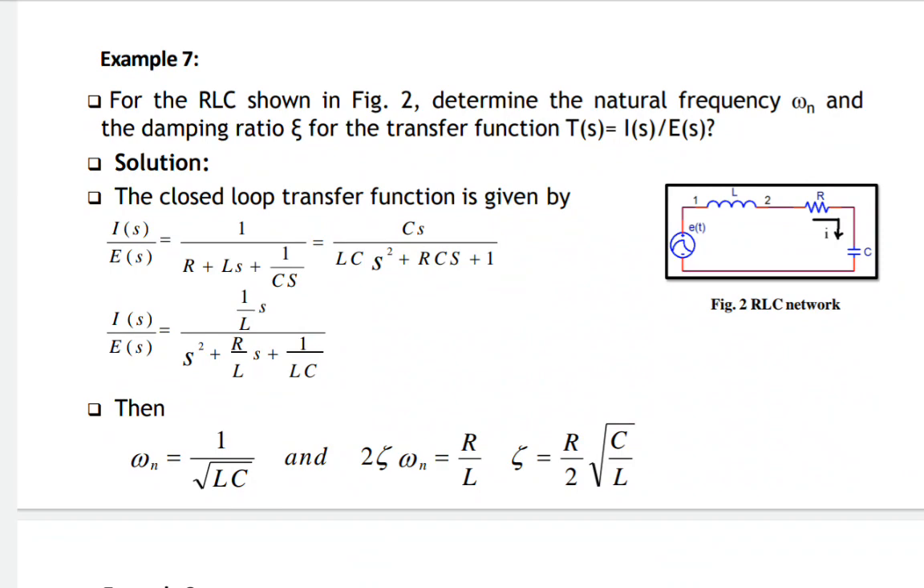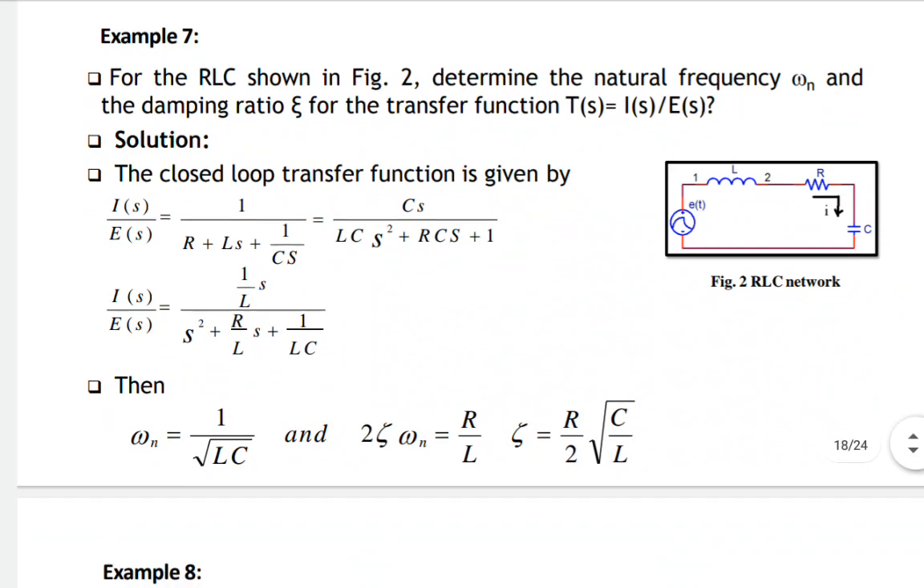Then if I take 1 by L common on the numerator and the denominator, that means I am dividing numerator and denominator by LC. It generates 1 by L into S by S square plus R by L into S plus 1 by LC. So omega n is equal to 1 by root under LC, and 2 xi omega n is equal to R by L. That's why xi is equal to R by 2 root under C by L.